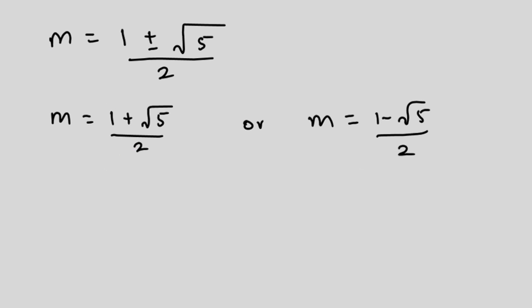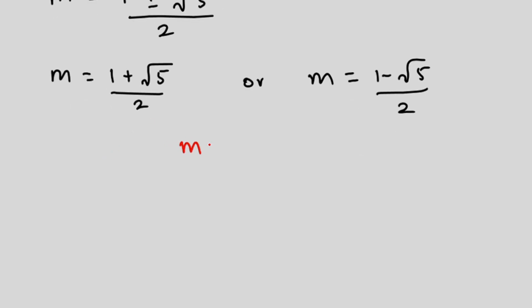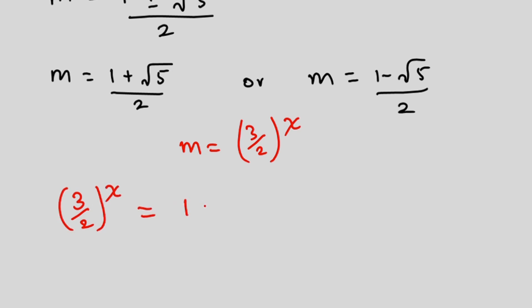Remember that initially we let m equal to 3 divided by 2 all to the power x. So when m is equal to the whole of this one, we're going to have 3 divided by 2 all to the power x is equal to 1 plus square root of 5 divided by 2.